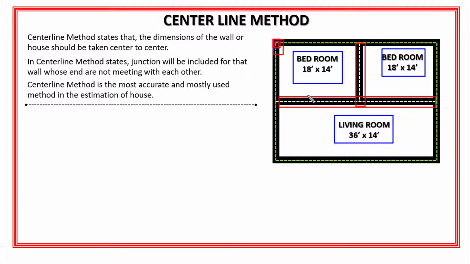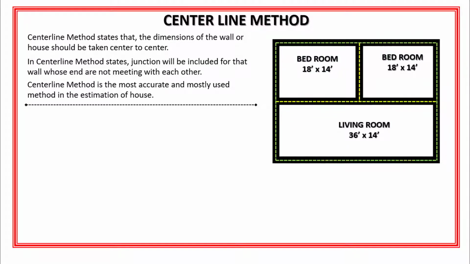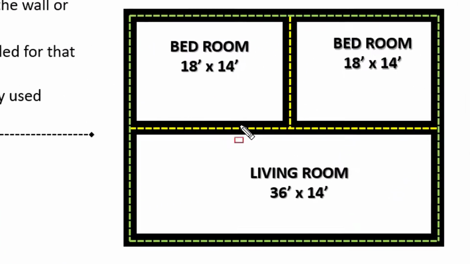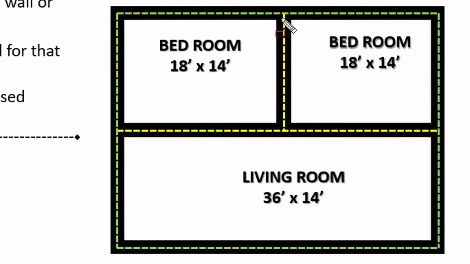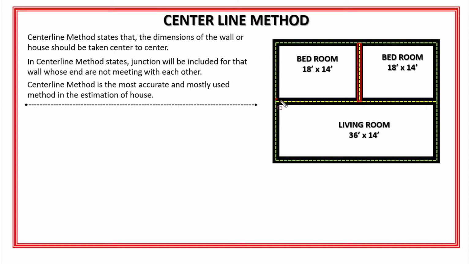Now let's go back to our main topic. So the second center line will be drawn at the center of these two partition walls. Okay. As you can see, this yellow line is the second center line. Now in this yellow center line, I have to consider junctions because both ends of these two yellow center lines are not meeting with each other. Or let's say both ends of this yellow center line are not connected with each other.